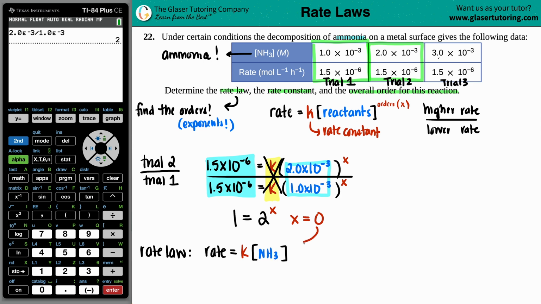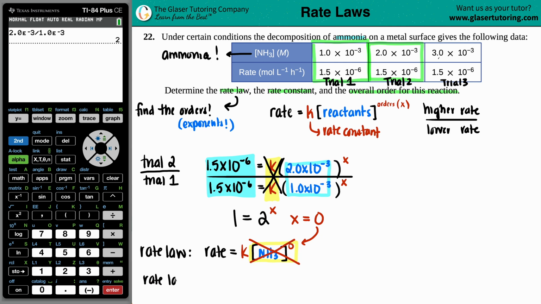We found out that the order was equal to 0. But remember what we just talked about. Anything raised to the 0 is 1. So essentially, it's just going to be k times 1. So you can say bye-bye to this. And now we have a more specific rate law.